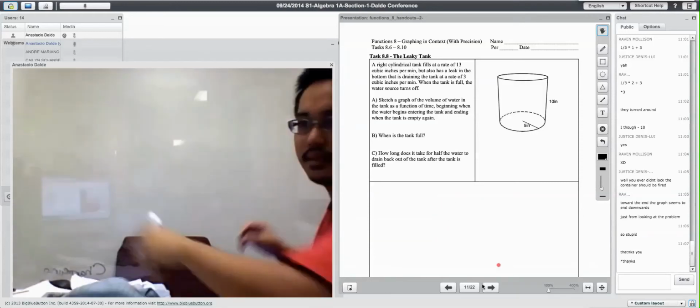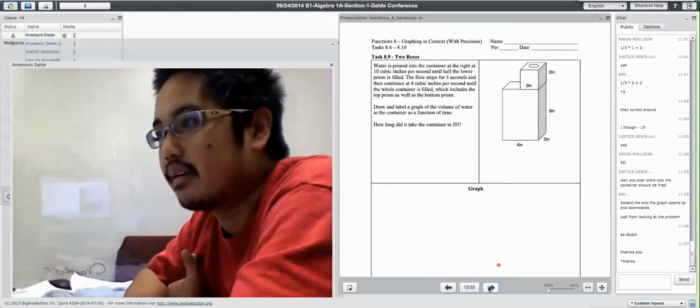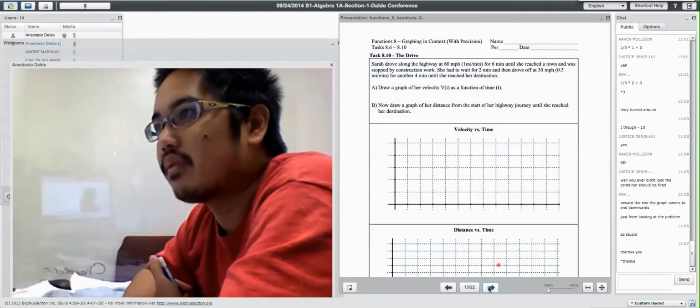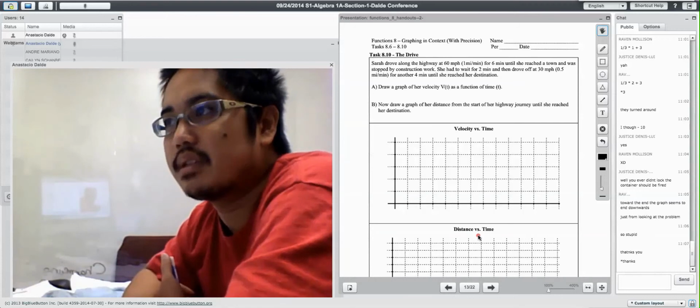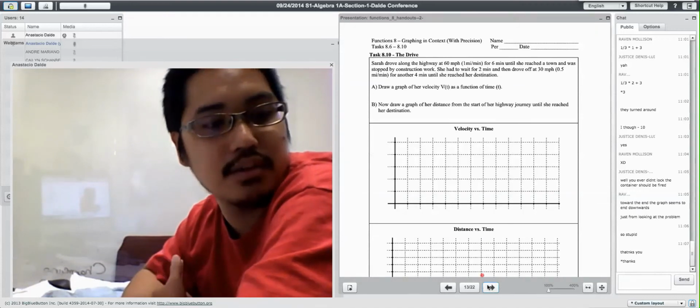How much time do I got? All right, I don't have a whole lot of time. Do you guys feel like you have trouble with this homework, or have you tried this one yet? I haven't tried it. All right.